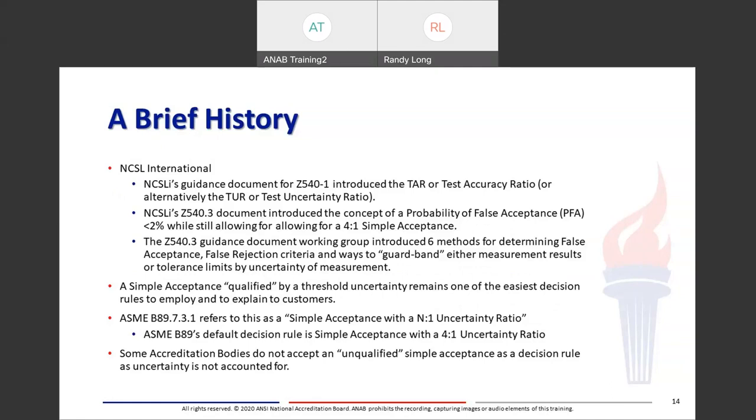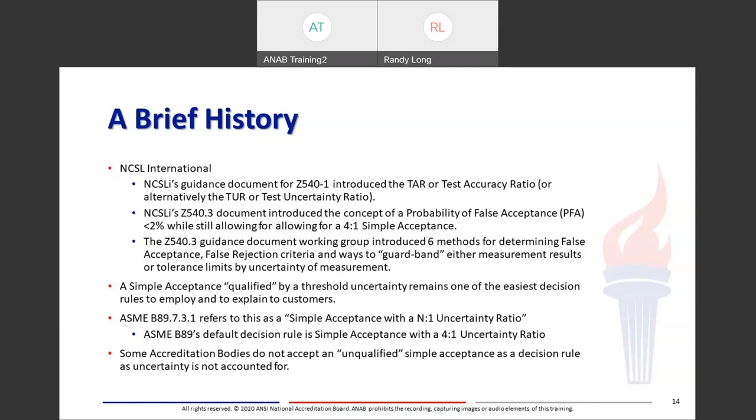NCSL International had a guidance document for the Z540-1, which introduced the concept of TAR, or test accuracy ratio, which took that same MIL standard concept of reducing the uncertainty to 25% of the tolerance, and hence was born the 4-to-1 uncertainty ratio, or accuracy ratio, as it were. In the Z540.3 document, which came out in 2006, introduced a concept called probability of false acceptance. They were trying to reduce it to less than 2%, while still allowing for the 4-to-1 simple acceptance.